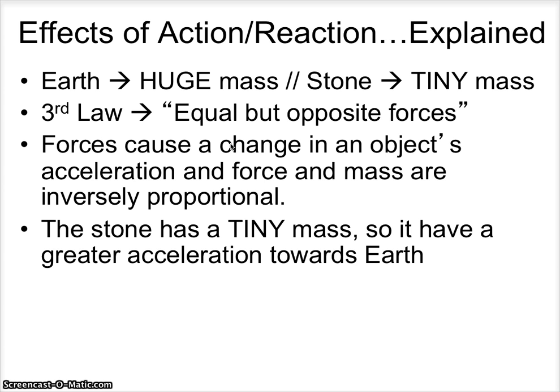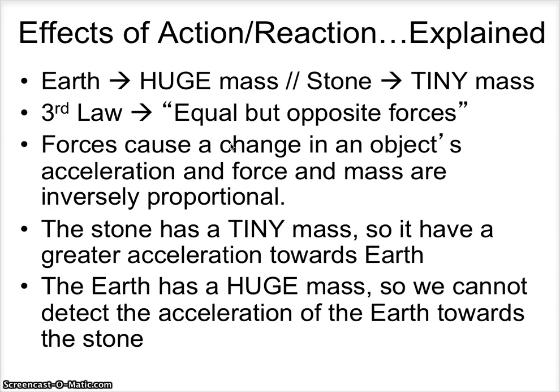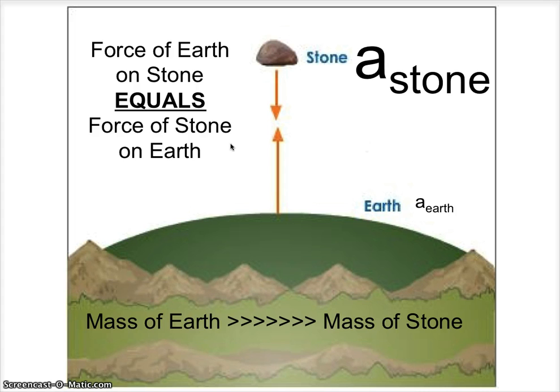And what is the acceleration of a stone towards the Earth? Approximately 9.80 meters per second squared towards Earth. And so how would you calculate the acceleration of Earth towards the stone? Well, since Earth has such a huge mass, it's very difficult for us to detect the acceleration of the Earth towards the stone. So here's what it looks like.